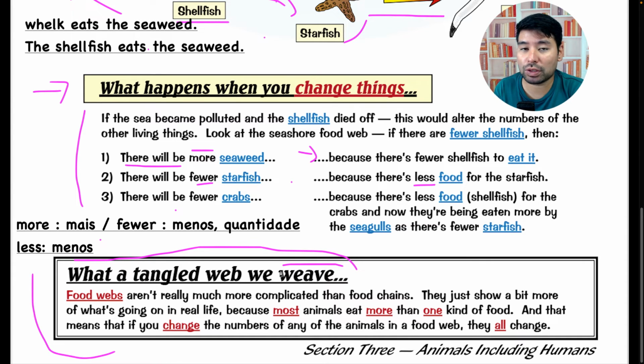Because most, lembra, most é a maioria, most, a maioria, ok? Of animals eat more than one kind. One kind é tipo, ok? And that means that if you change the numbers of any of the animals in a food web, they all change. Todos eles mudam, ok? Bom, acho que já falei mais do que precisava, né? Então dá para entender esse tópico, ok?